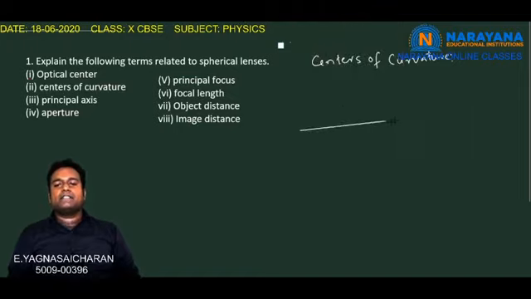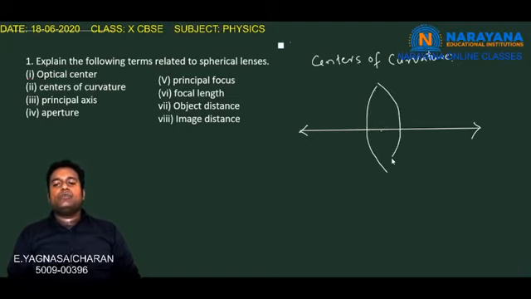Let us consider this is the principal axis. Let me draw a convex lens. It is a biconvex lens, so there will be two curved surfaces. Let me show you with the blue color. This is the first curved surface of the lens. With respect to this first curved surface, the center of curvature C1 will lie on the right side. If we consider the second curved surface of the biconvex lens, the center of curvature C2 will lie on the left side.